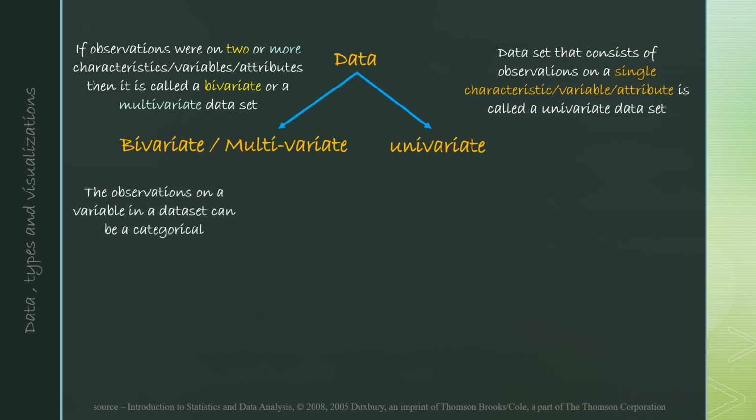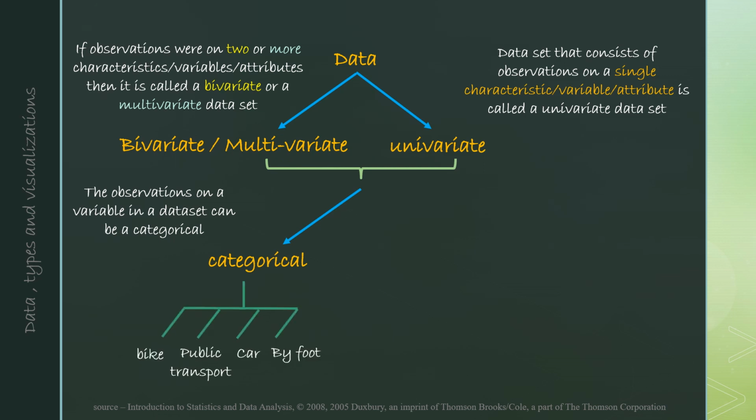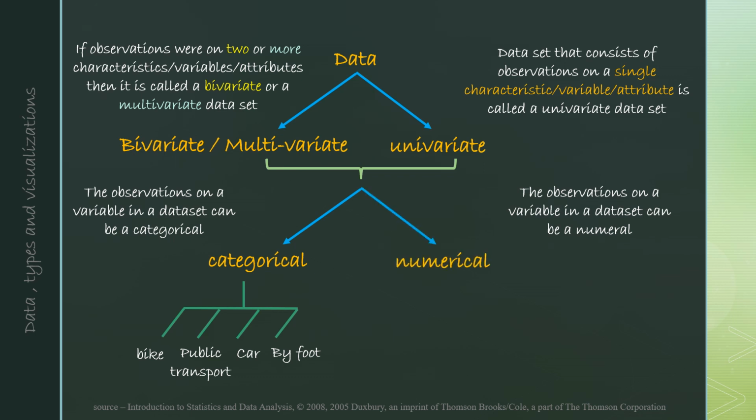The observations on a variable in a dataset can be categorical, for example, means of transport as in bike, public transport, car, by foot, etc. Or the observations on a variable in a dataset can be numeral, for example, height in inches as in 65, 72, 68, etc.